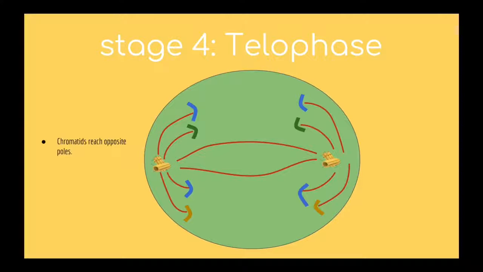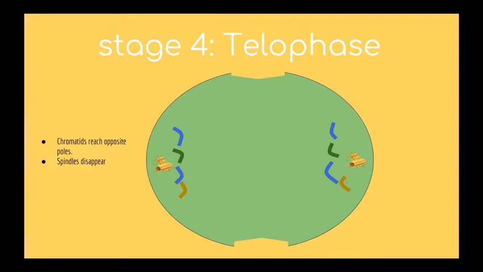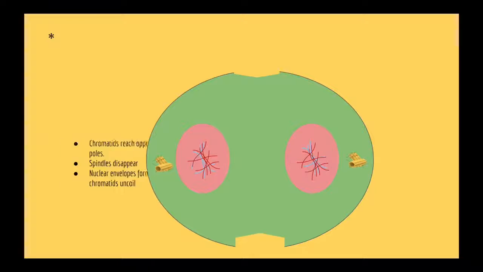Telophase is the final stage of the nuclear division, aka mitosis. The chromosomes reach opposite ends of the cell and begin to uncoil in 2 separate nuclei. By then, the spindles have completely disappeared. Cytokinesis begins midway through telophase, which leads me to the last phase, cytokinesis.